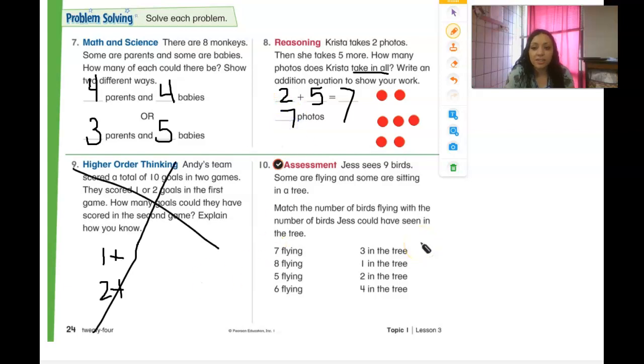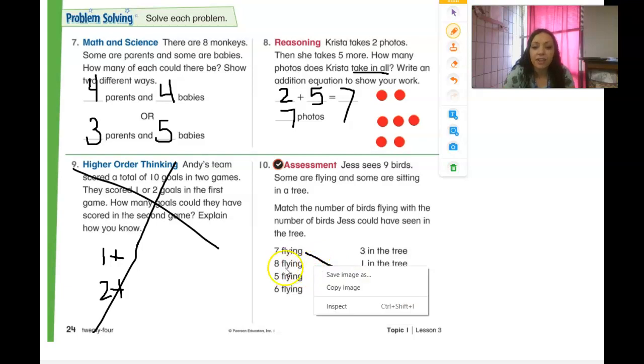All right, so we're going to move on to our assessment. Jess sees 9 birds. Some are flying and some are sitting. Match the number of birds flying with the number that Jess could have seen. Okay, so if she sees 9 in all, that means the flying and in the tree would have to equal 9. So the first thing says 7 and 3. Does 7 and 3 equal 9? Let's see, 7, 8, 9, 10. So it can't be that. It can't be 7 and 3. 7 and how many? 7, 8, 9. I would need to see 2 in the tree. So I'm going to match it down to 7 and 2 because we're trying to make 9.